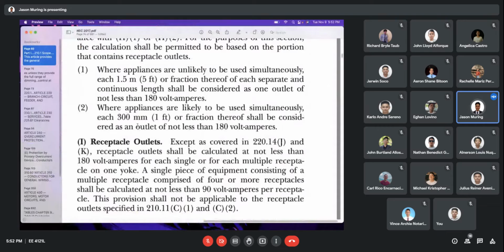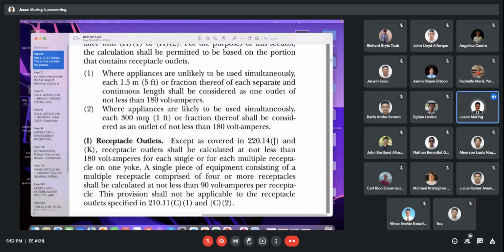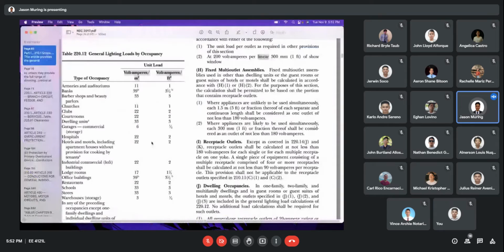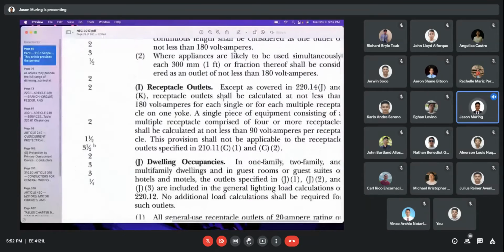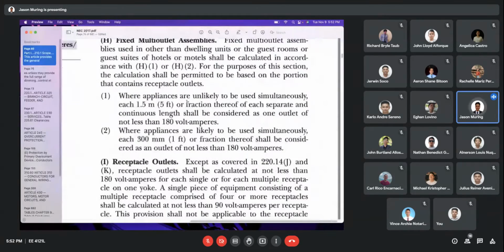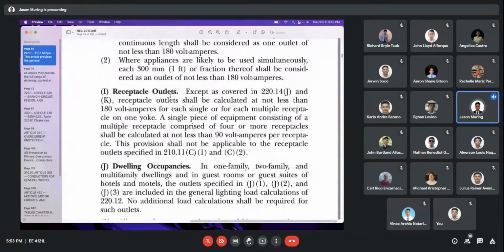Okay, so we have to have not less than 180 volt ampere per 300 millimeter, so around one ruler or 1 foot. So for that distance, we have to calculate 180 volt ampere. Okay, so that's for H. Then receptacle. So this is what I mentioned earlier, if it's not a multi-outlet assembly, so for example, just a receptacle.